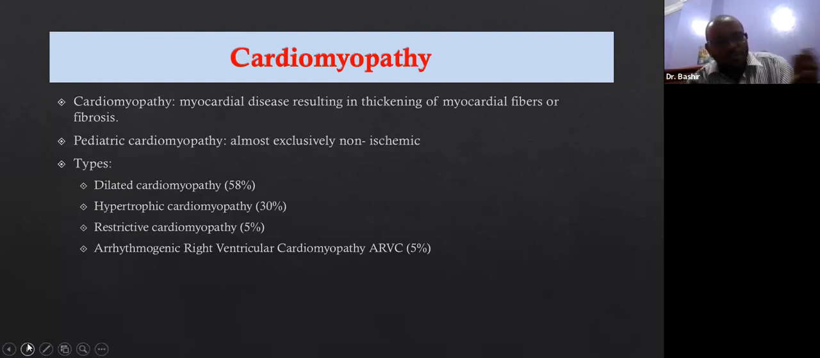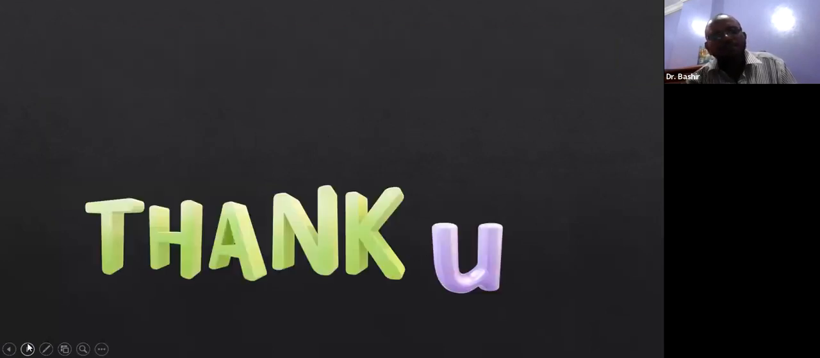Cardiomyopathy: either dilated cardiomyopathy, hypertrophic cardiomyopathy, or restrictive cardiomyopathy, and the rare type, arrhythmogenic right ventricular cardiomyopathy.